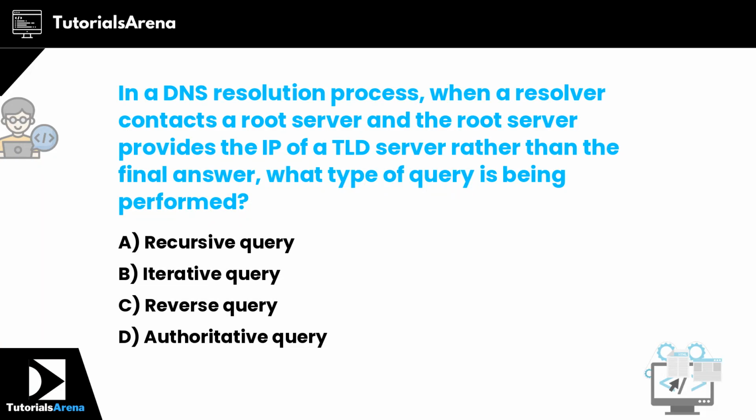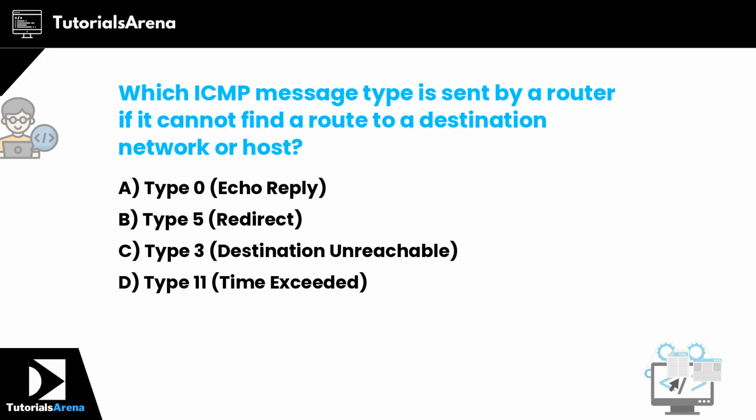In a DNS resolution process, when a resolver contacts a root server and the root server provides the IP of a TLD server rather than the final answer, what type of query is being performed? The correct answer is option B, iterative query. Which ICMP message type is sent by a router if it cannot find a route to a destination network or host? The correct answer is option C, type 3, destination unreachable.